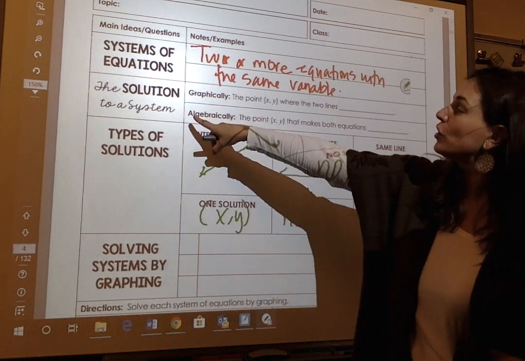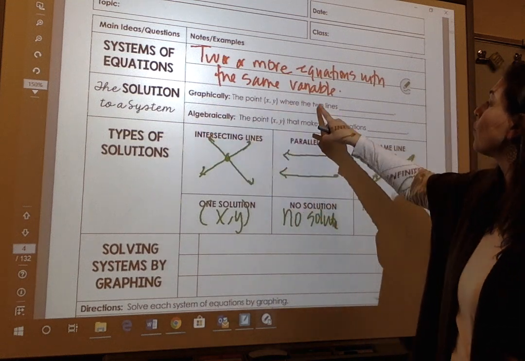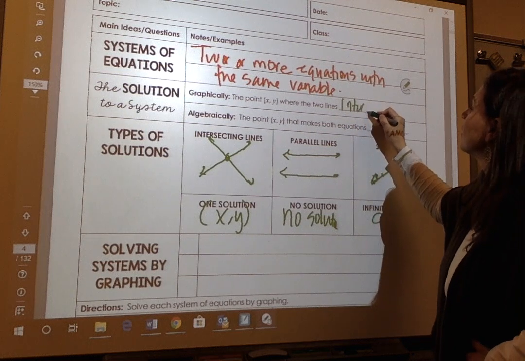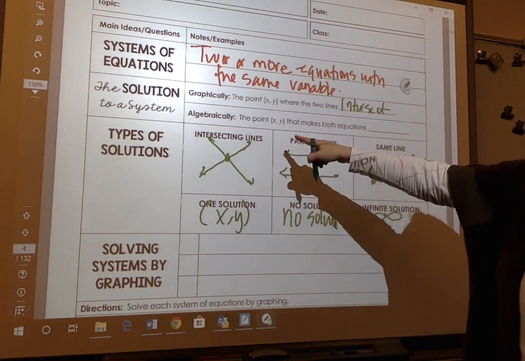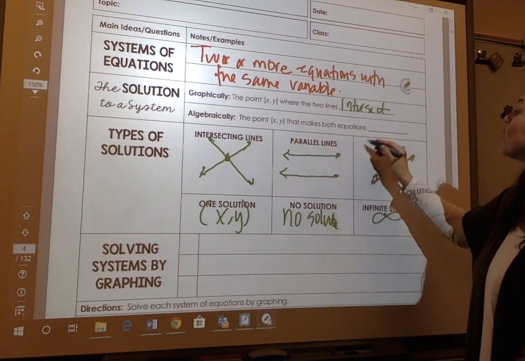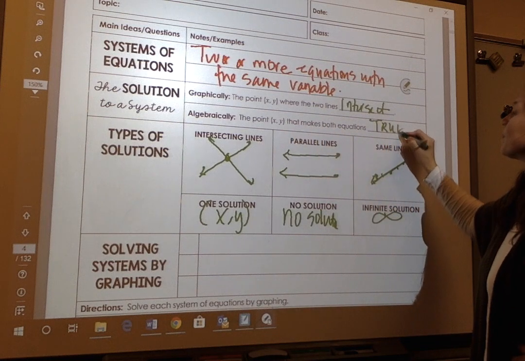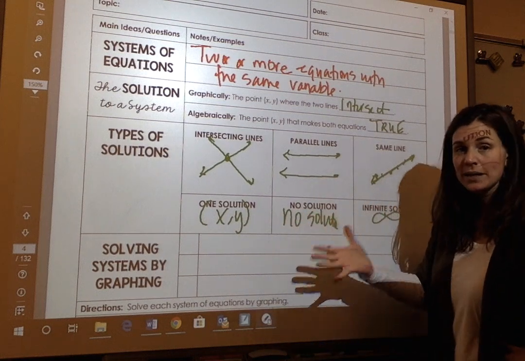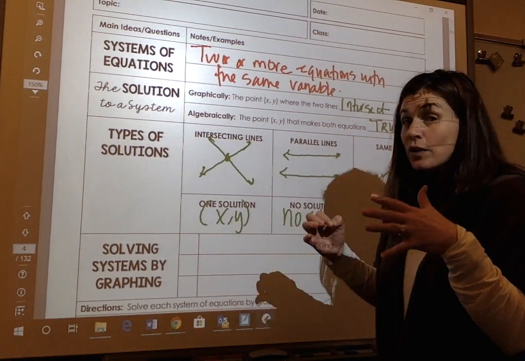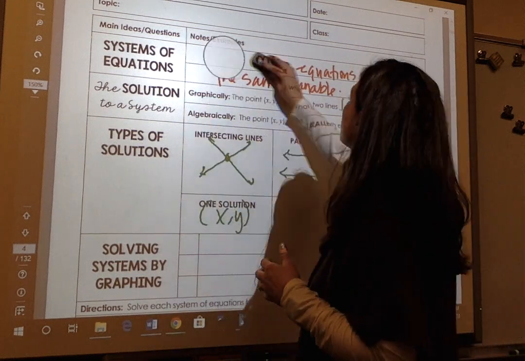So when we talk about the solution, graphically, it is the point where the 2 lines intersect. And algebraically, it is the point (x, y) that makes both equations true, because that's equality. So that's what it looks like, that's what it means. And I'm going to give you the steps for solving them graphically.